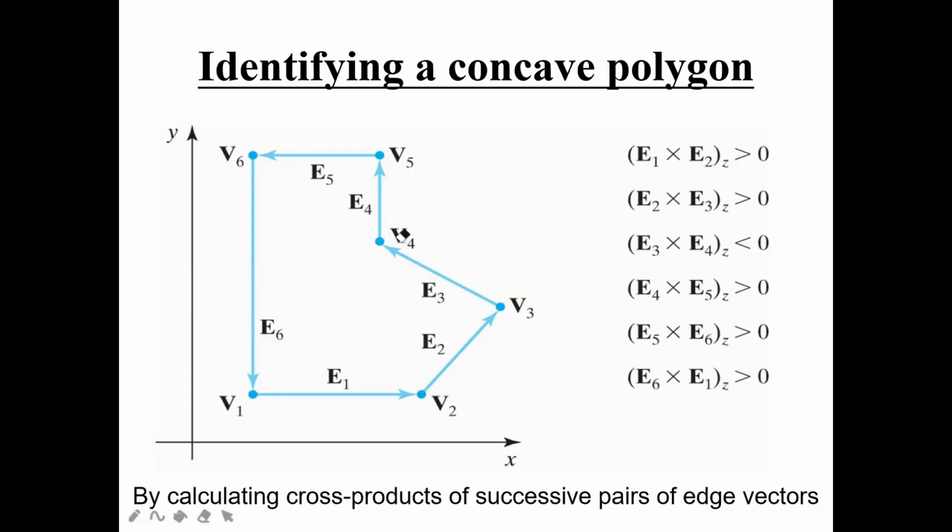Then E3 and E4. If I'm going in this way, you can see I'm not inside my object; I'm calculating the outside angle, right? E3 to E4. Otherwise, you can calculate this side also, so it will be less than 0. Then again, this side you have to calculate, then just move in this way, then E5 to E6, then E6 to E1. So in this way, you form the cross products using your successive edge vectors.